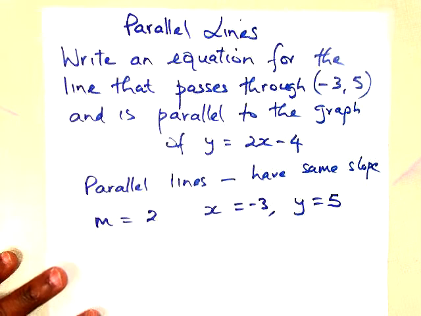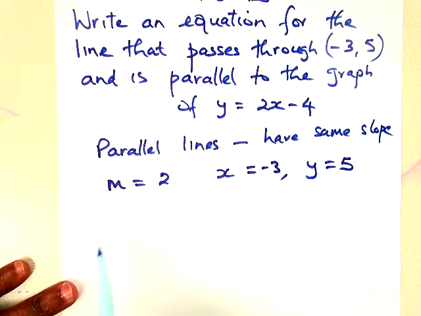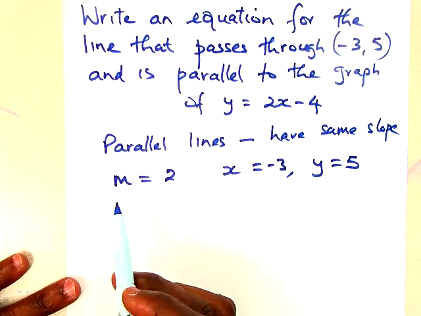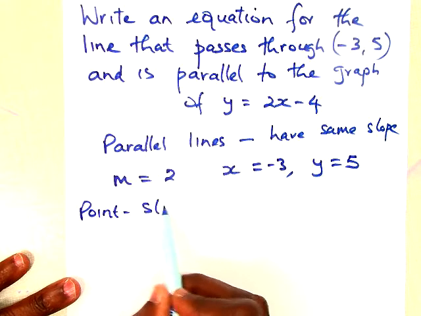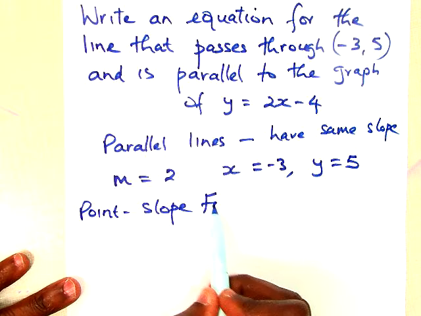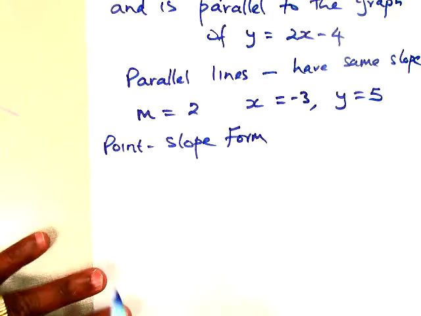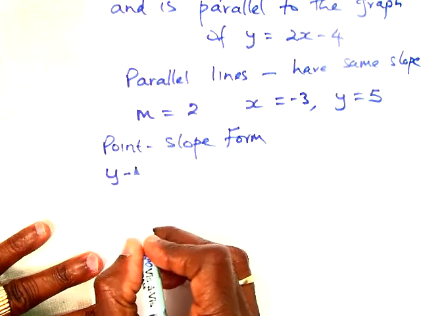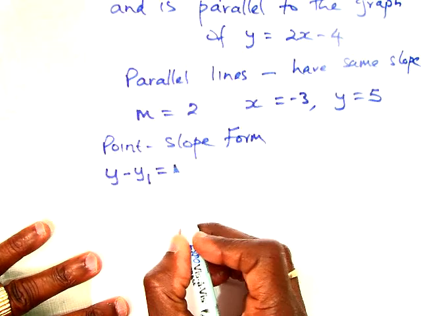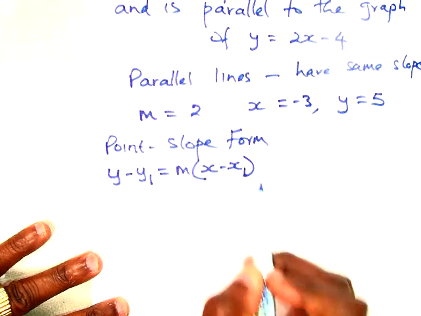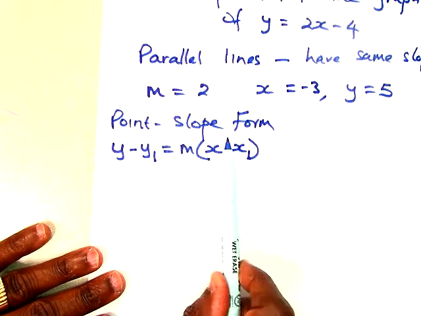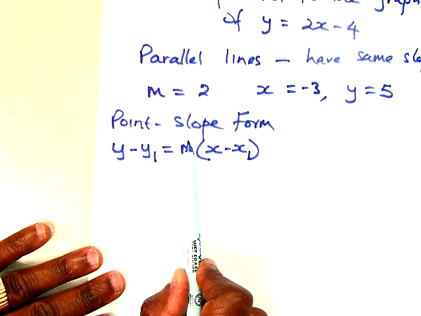We could do this two ways. So I'm going to show you two ways. I'm going to show you first using point slope form. So if we were to put this in point slope form, remember the format is y minus my y coordinate is equal to m, my slope, times x minus the x coordinate. So let's just plug in the values of x, y, and m and simplify.